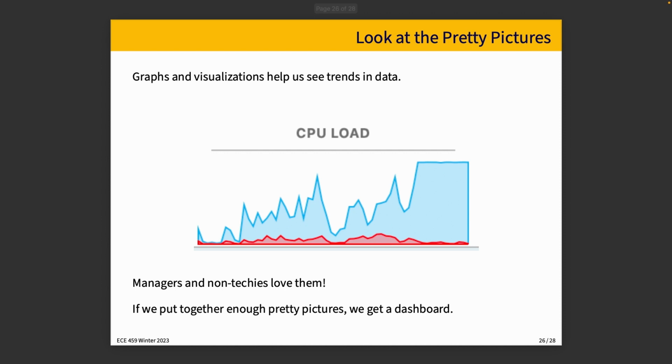So in addition to our counters and aggregations, we need to find a way to show them. So, look at the pretty pictures. Graphs and visualizations really help us to see trends in the data, not just the raw data. Choosing the right visualization is very helpful.